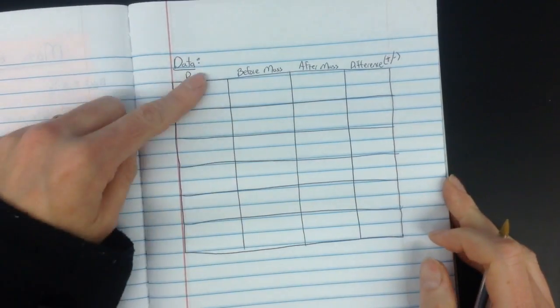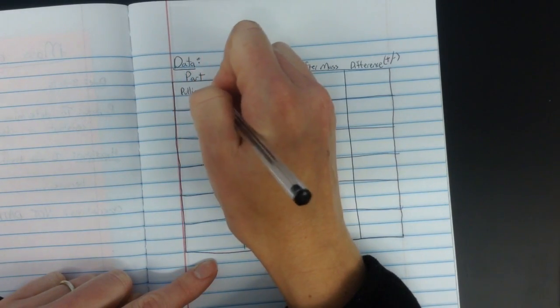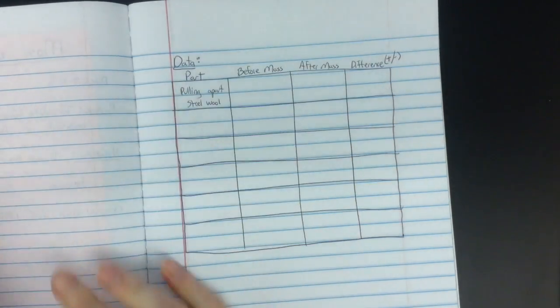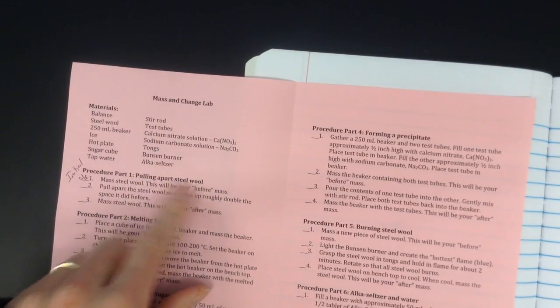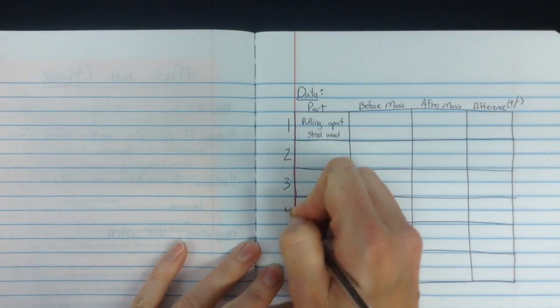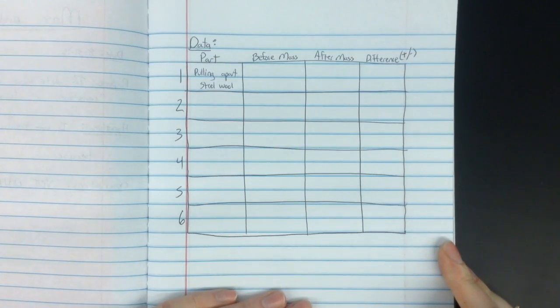Okay. So over here, I'm going to write down the part. For example, the first part is pulling apart steel wool. Now it says that over here in the procedure, pulling apart steel wool, so I'm just copying that right here. This is part 1, 2, 3, 4, 5, 6. Okay, so this is what your lab notebook looks like.